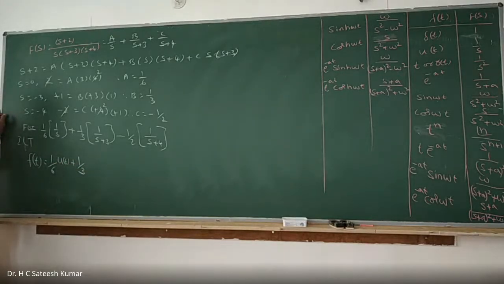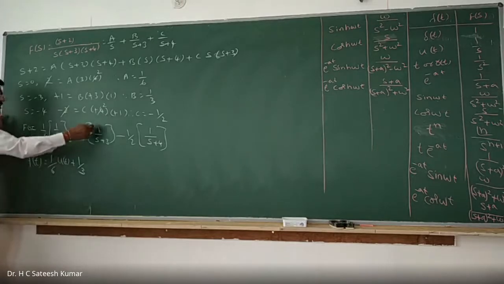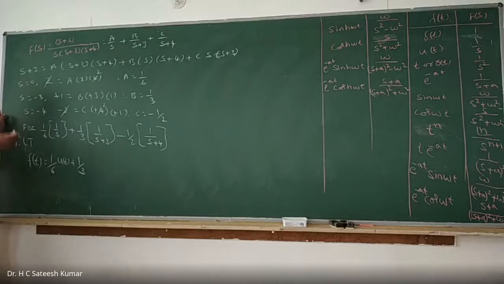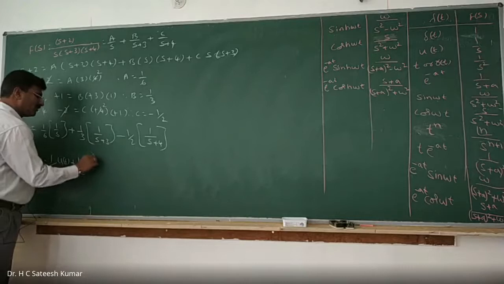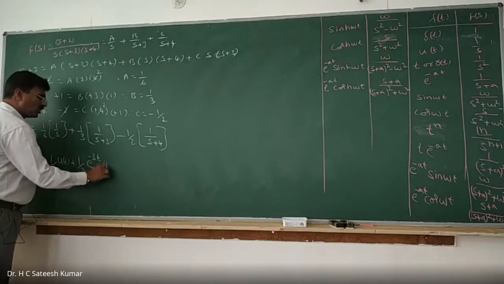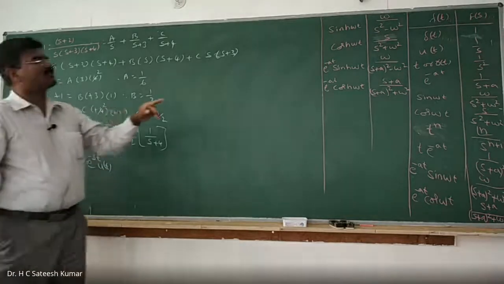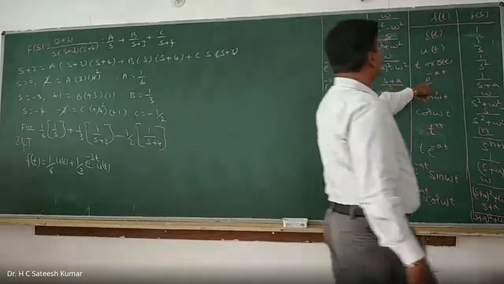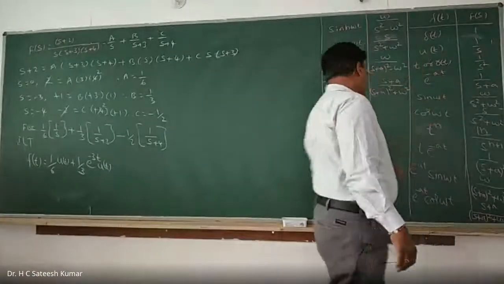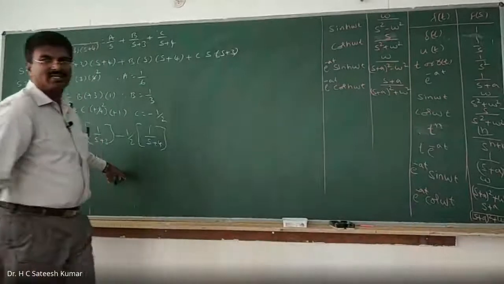How to remember this one? 1 by S plus A has the inverse Laplace transformation e to the power of minus at. Instead of that, 1 by S is U of T. If it is shifted by an amount equal to 3, it means e to the power of minus 3t into U of T. You can check it out: 1 over S plus A is e to the power of minus at, only for positive values of t, so we write U of T.